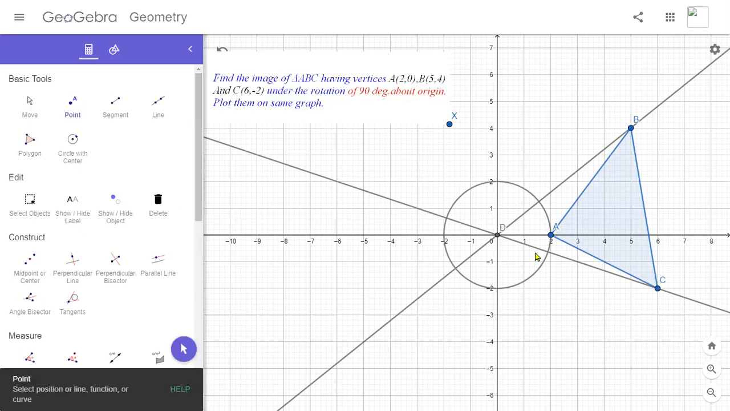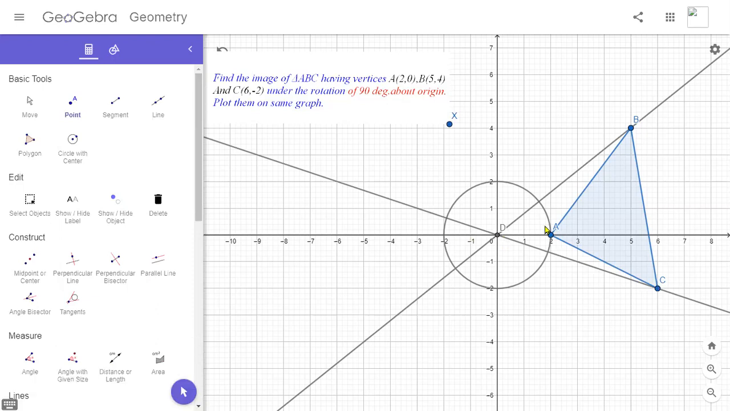Here dA is the radius of this circle, and we have to find out the image of this vertex A, and we have to go from this line. This line passes through the vertex A, and we have to make an angle of 90 degree with this line.